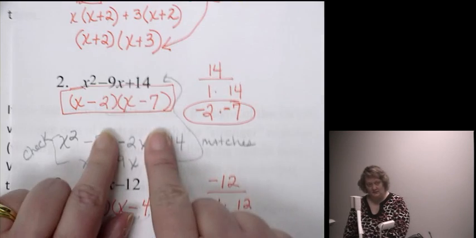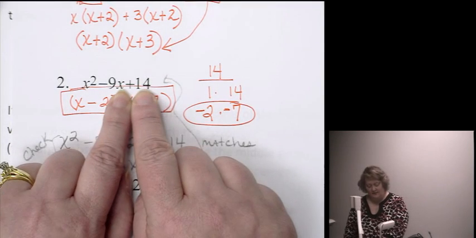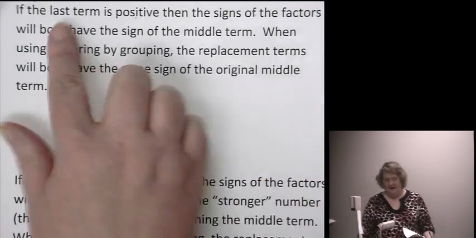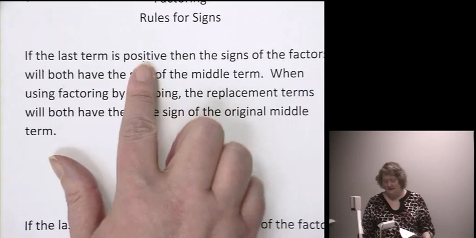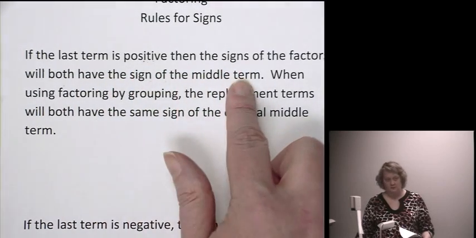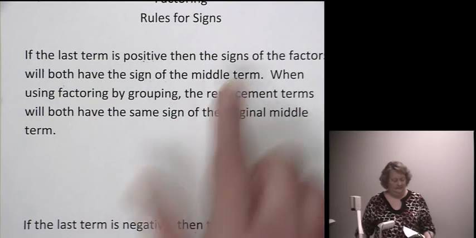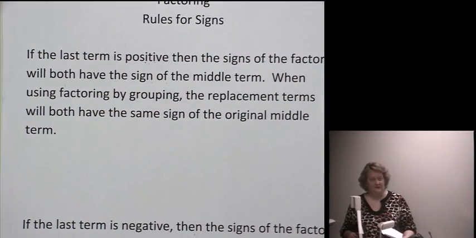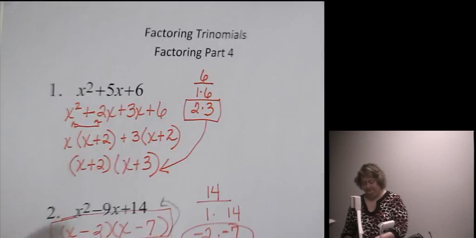When that last term is positive, they'll both have the sign of the middle term. If that last term is positive, then both signs will have the sign of the middle term. And the second is talking about how to do it when it's using factoring by grouping. Okay, let's look at some additional examples.